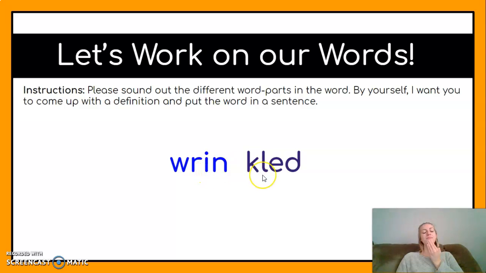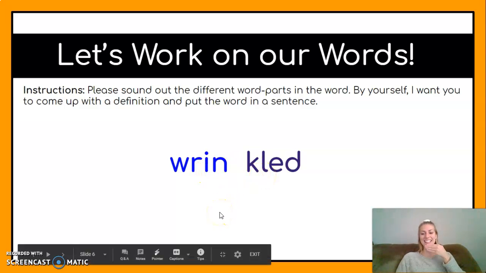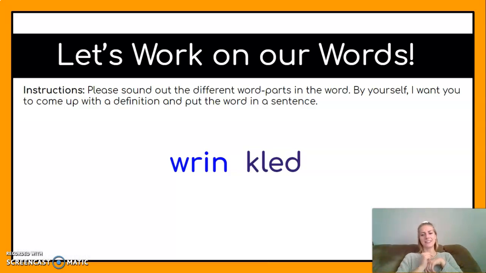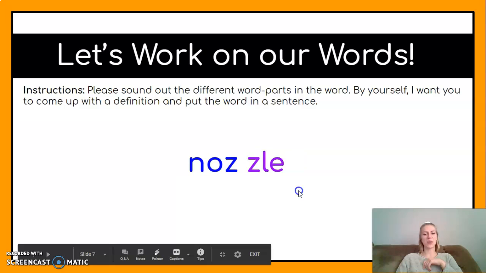Ring. Cold. And the word is? Wrinkled! Okay, now think, what does wrinkled mean? And how can I use it in a sentence? Let's try the next word.